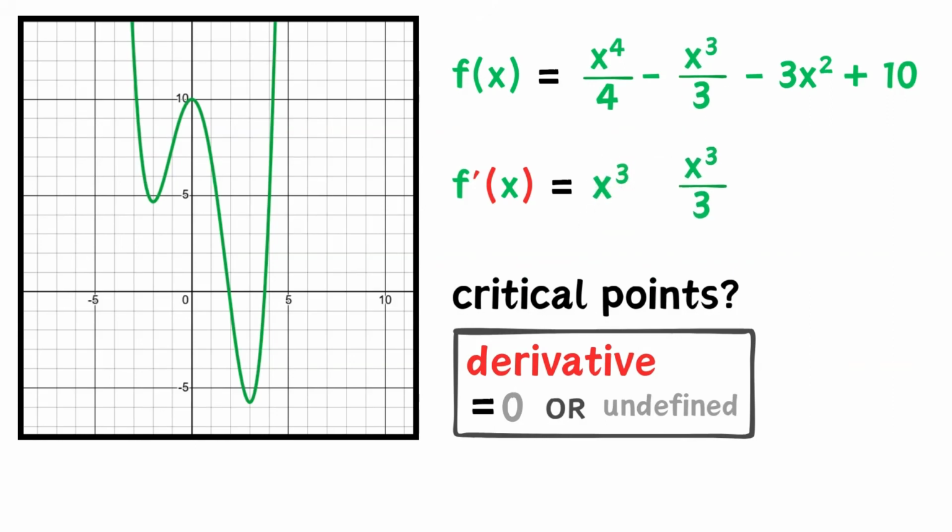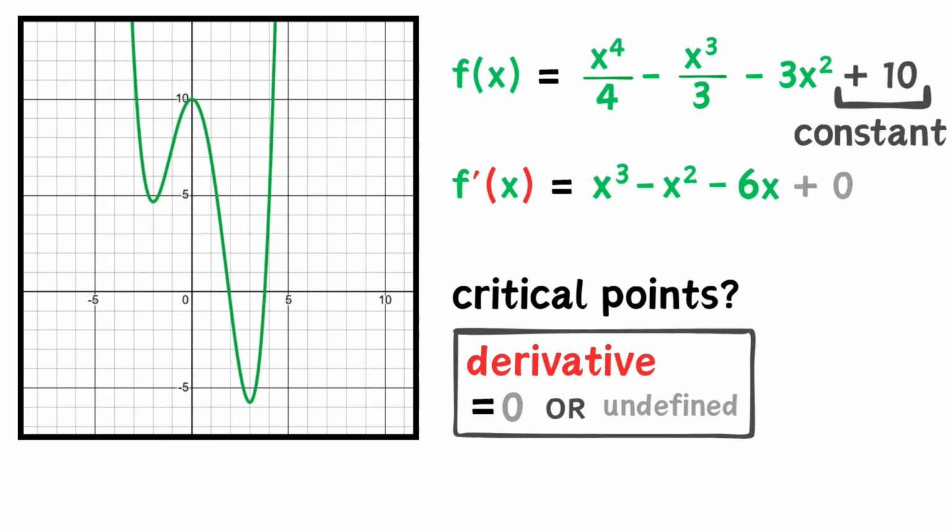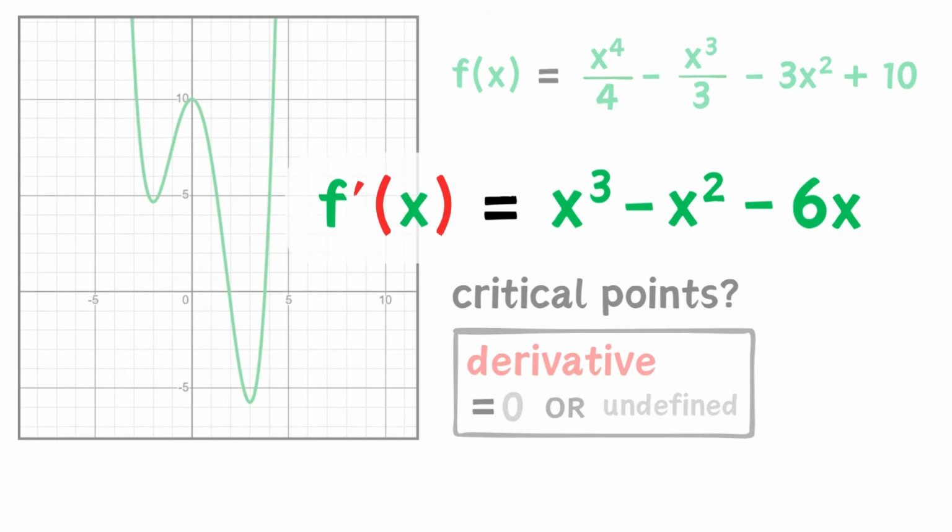And similarly, for x to the power of 3 over 3, we can take out the 1/3, and the derivative of x to the power of 3 is 3 times x squared. 1/3 times 3 makes 1, so we're left with x squared. The derivative of 3x squared is just 6x, and the derivative of a constant is 0. So our simplified derivative is x to the power of 3 minus x squared minus 6x.